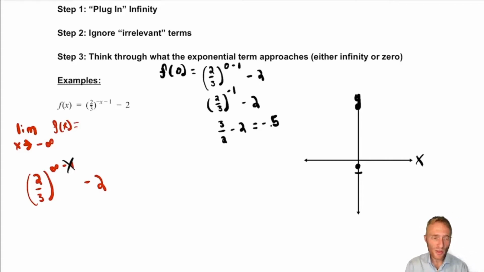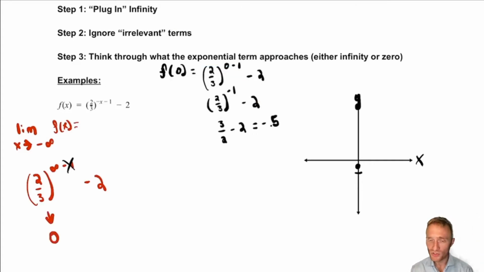Okay, so 2/3 to the infinity. Well, think about what's happening here. 2/3 to the 1, that's 2/3. 2/3 squared, that's 2/3 times 2/3, 4/9. If we did times another 2/3, we'd have 8/27. If you take a fraction, by fraction I mean less than 1, and you keep raising it to larger and larger powers like that, it's going to head towards 0. So as we approach infinity, this is going to tend towards 0.